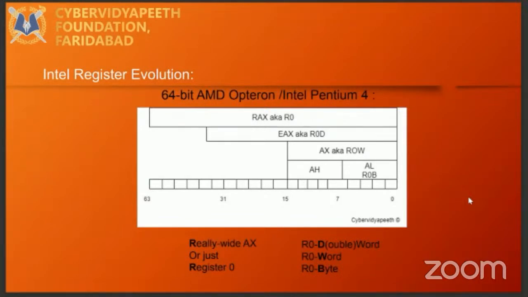Double word is basically just a word times 2. You can also think of this as 4 bytes. Then you have 64 bits, R0, which is also like a quad word, if you think about it.